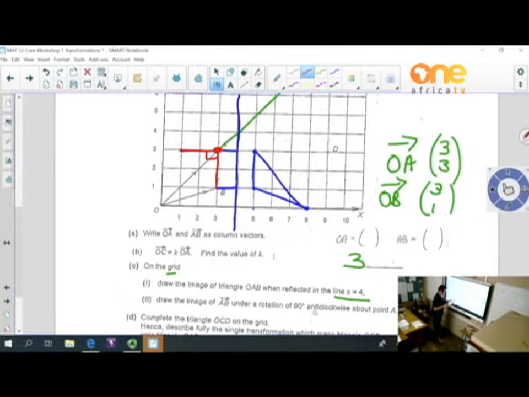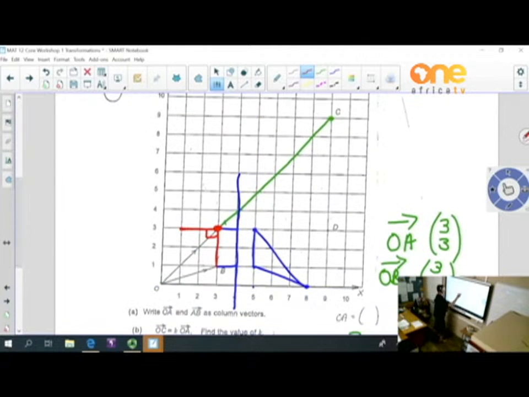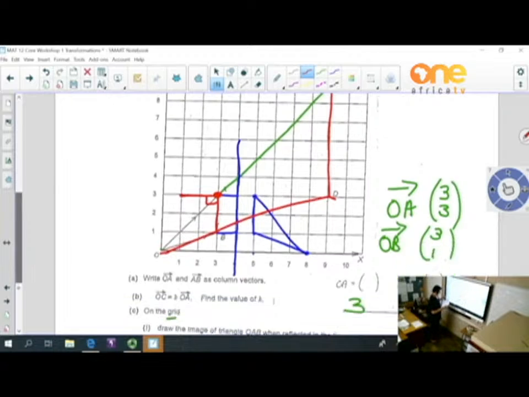And then they say, complete OCD, the scale factor of the enlargement is 3 and the center is 0, 0. Now we already have OC, and you can just join the points there. So now we just draw D, and this must be joined with O. So there's your enlargement on that one.